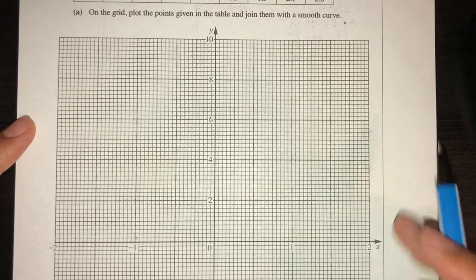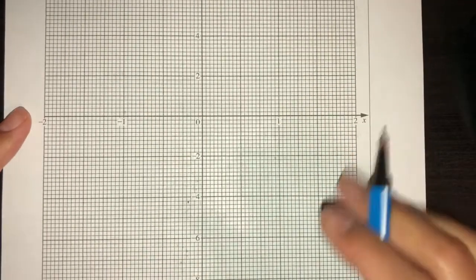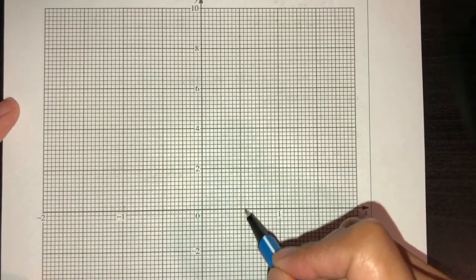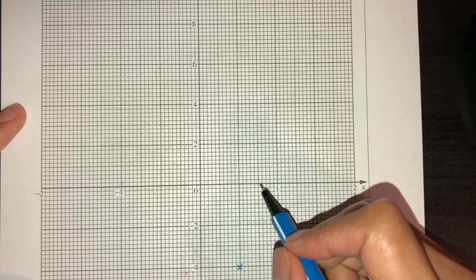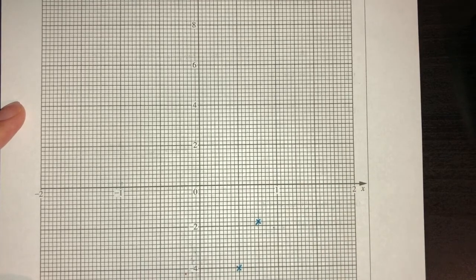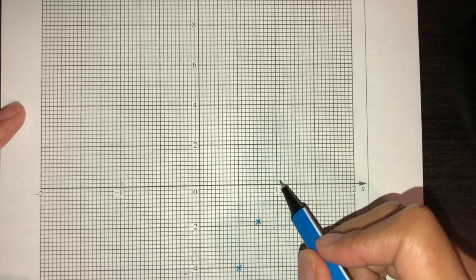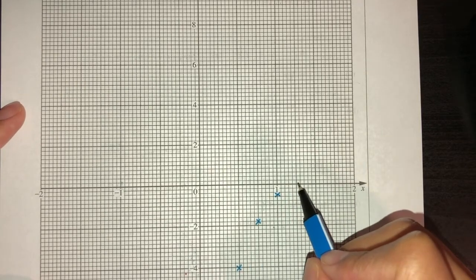So let's do that. The first point is 0.25 will be here, minus 9.5. That should be below 9.5, will be this one. Then we have 0.5 should be minus 4. And then we have 0.75, minus 1.8. Minus 1.8 will be this one. And then we have 1, which is minus 0.5. And then we have 1.25. That will be 0.5.